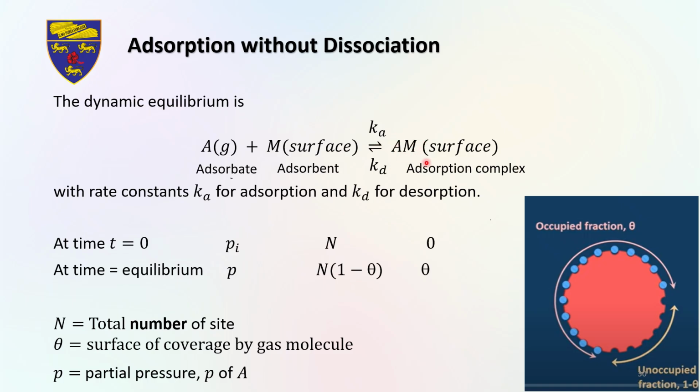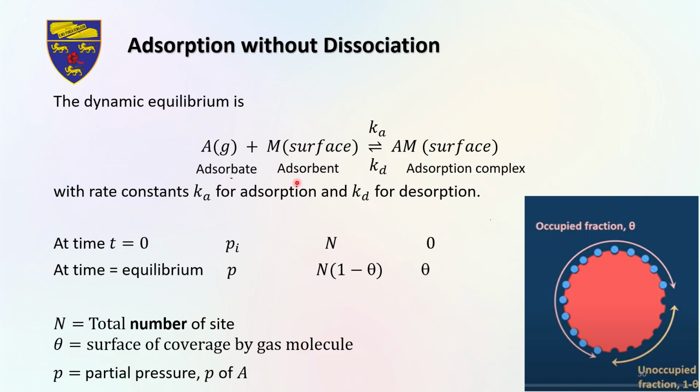with the rate constant Ka for adsorption and Kd for desorption. At time t equals 0, the pressure is equal to the initial pressure Pi, and N represents the total number of sites available. And at time t, there is no adsorbate adsorbed on the adsorbent, so it is equal to 0. At equilibrium, the pressure of the system now becomes P, which is the partial pressure for A.